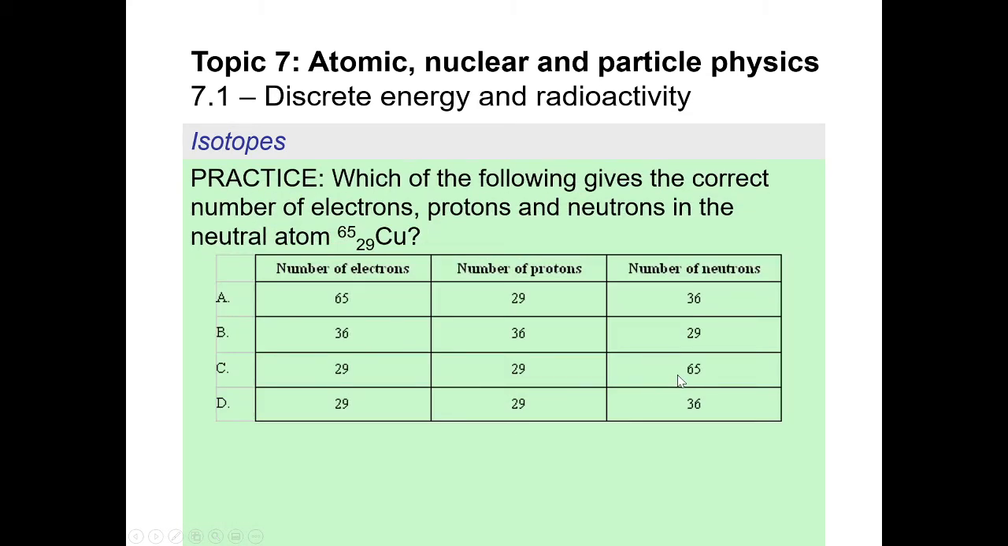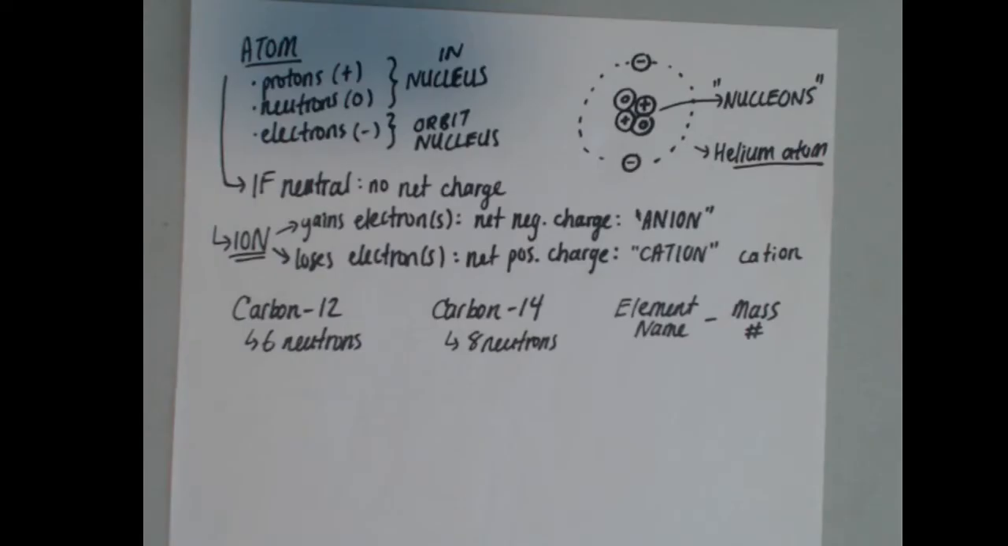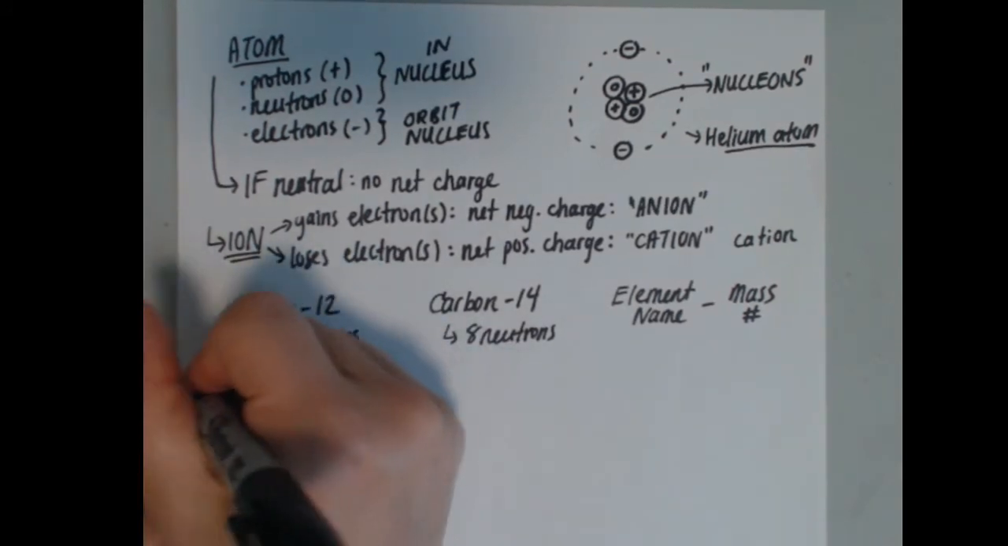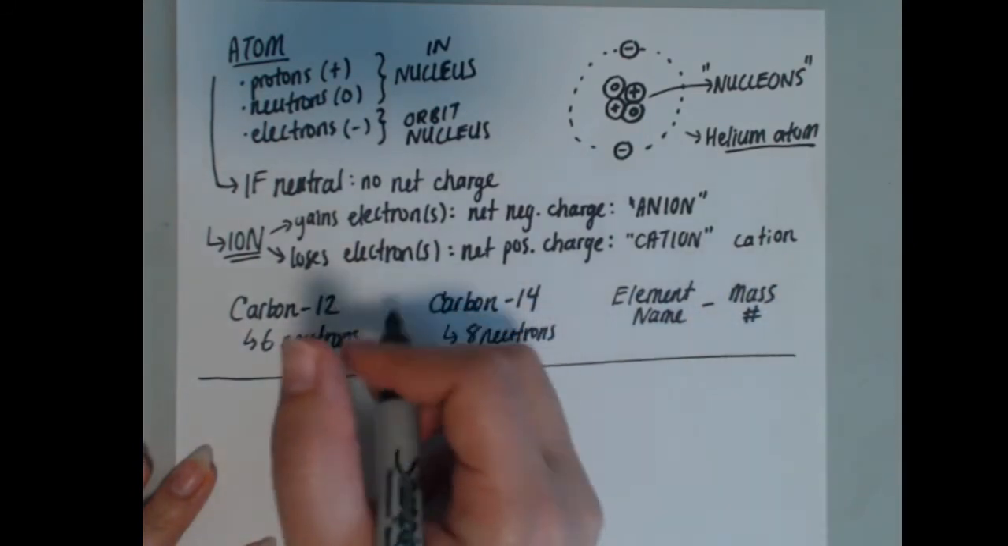All right, let's try this. Which of the following gives the correct number of electrons, protons, and neutrons in the neutral atom copper? Well, this would be copper 65. Okay, so instead of looking at the possible options, let's just work this out ourselves. That's the best strategy for any multiple choice. Try to work it out yourself if possible.